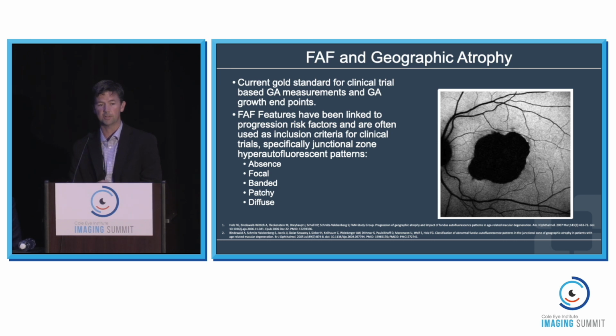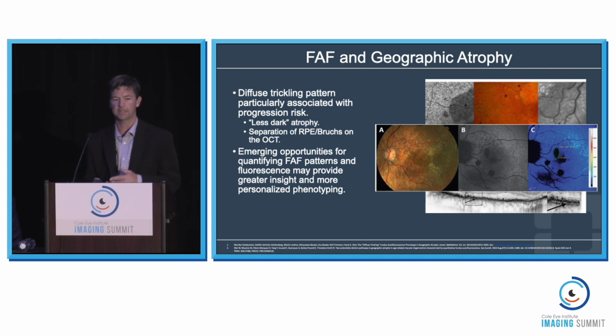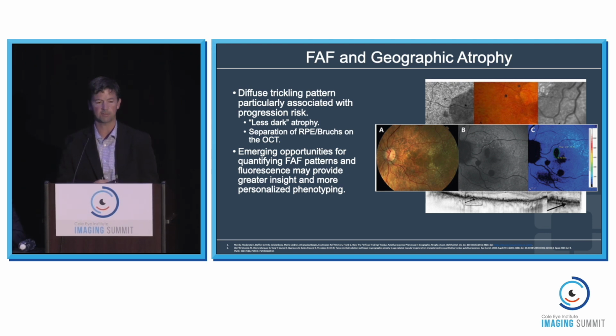The diffuse trickling pattern has also been particularly associated with progression risk. Interestingly, there are some unique findings, including this kind of less dark atrophy in these eyes and a separation of the RPE Bruch's membrane that we can see on OCT when we do OCT fundus autofluorescence correlation. The other thing is that as technology continues to progress, there are opportunities to actually quantify fundus autofluorescence, which may also provide greater insight and personalized phenotyping.